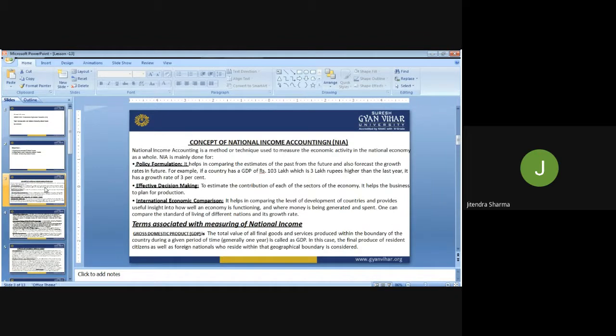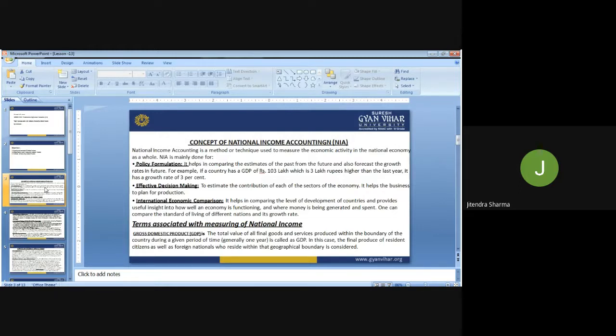So let us come to the point: the concept of national income accounting. This is a very important aspect. National income accounting is a method or technique used to measure the economic activity in the national economy as a whole. This is a parameter generally used by the financial institutions of a country to know what is going on on the economic front and what kind of activity they should decide on in coming years, as far as policy formulation is concerned.